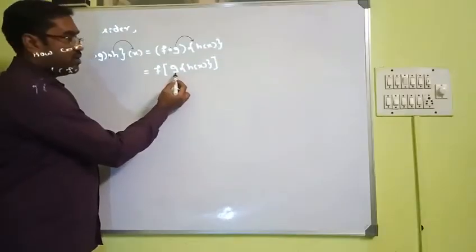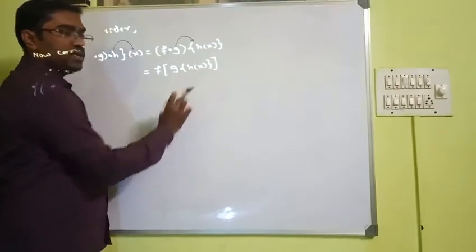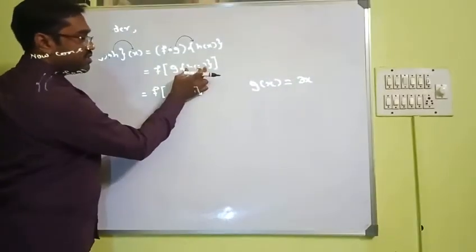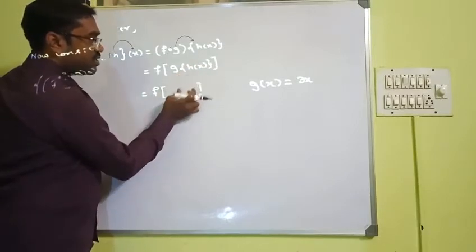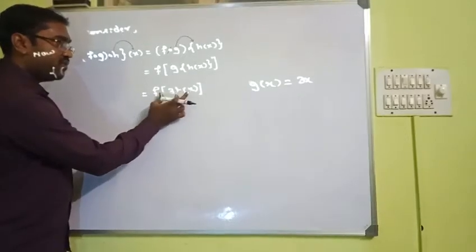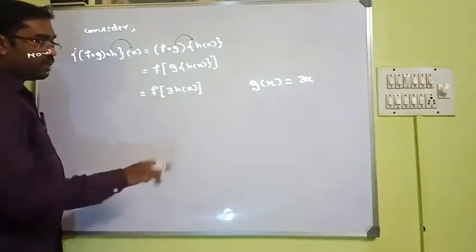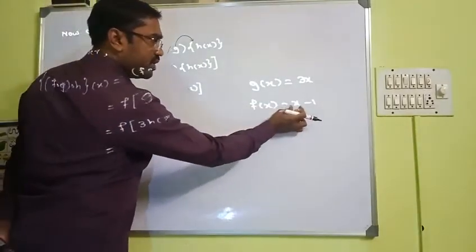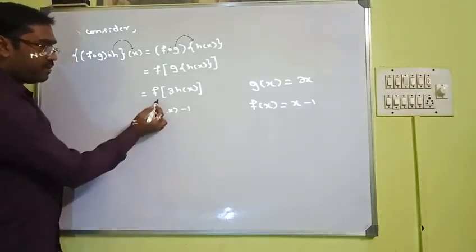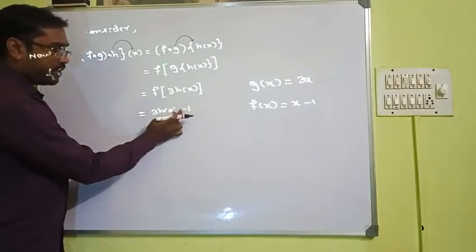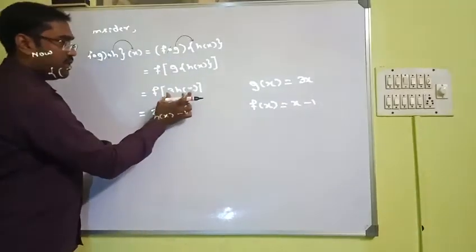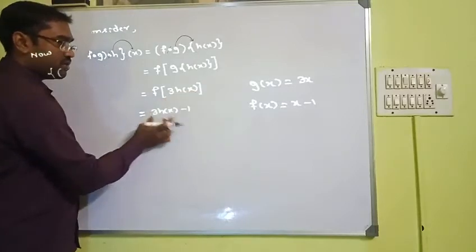Now again g of an element is 3 times an element. So g of this element is 3 times h of x. Now what is f of an element? f of an element is element minus 1, which is given in the question. Let us use here. There is element minus 1. We have applied this definition. See, element minus 1. Here the element is 3h of x.